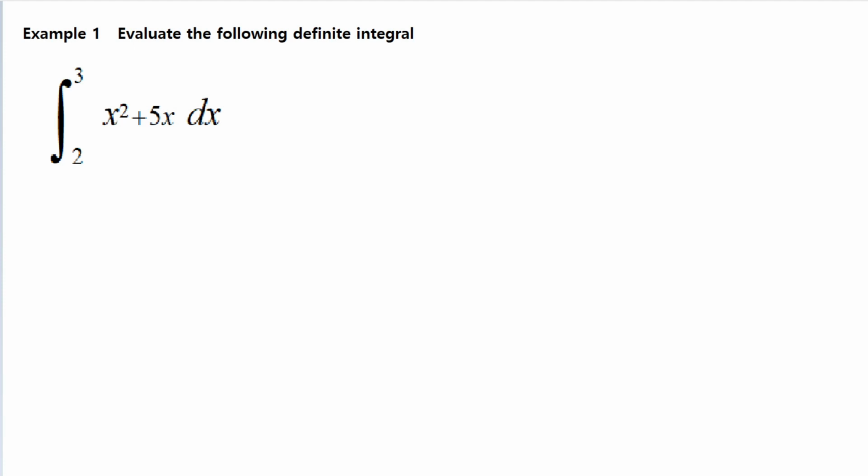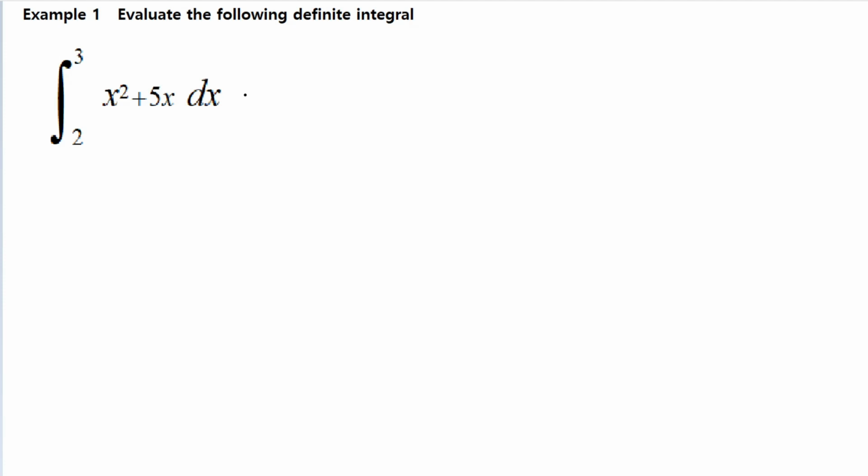Okay, let's look at our first example. Evaluate the following definite integral, where our definite integral is x squared plus 5x from 2 to 3. To evaluate the definite integral, we have to apply the first fundamental theorem of calculus, which means we have to find the antiderivative of f of x, where our f of x is x squared plus 5x. Therefore, the antiderivative of x squared plus 5x is equal to x to the third over 3 plus 5x squared over 2, from 2 to 3.